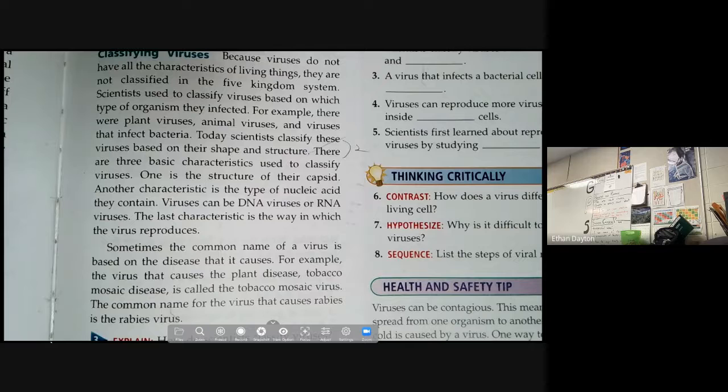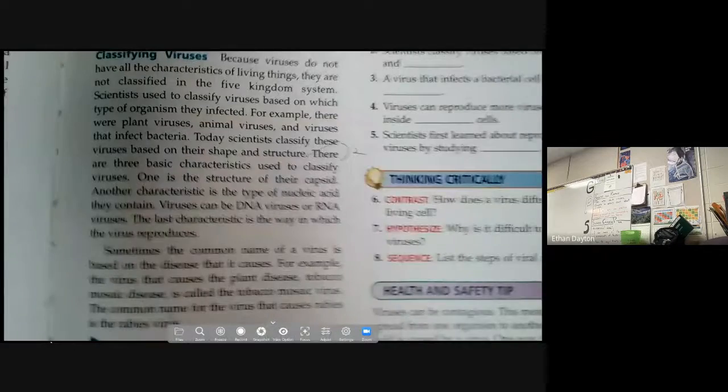There are 3 basic characteristics used to classify viruses. One is the structure of their capsid. Another characteristic is the type of nucleic acid they contain, and viruses can be DNA viruses or RNA viruses. The last characteristic is the way in which the virus reproduces. Okay, so there's the lytic cycle and the lysogenic cycle for viruses.